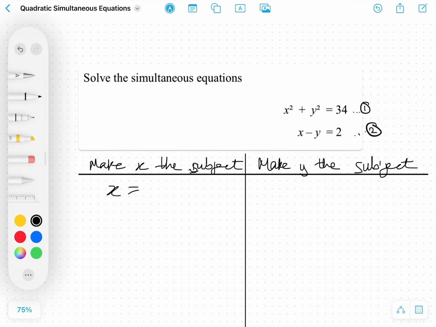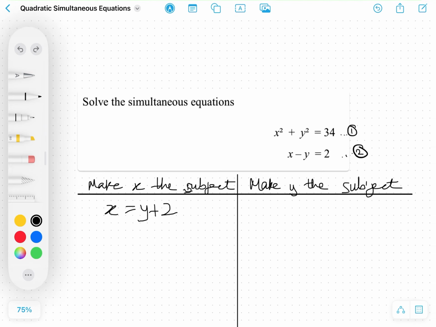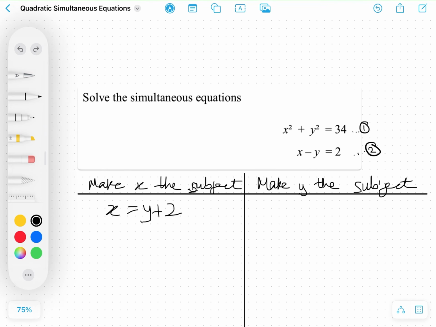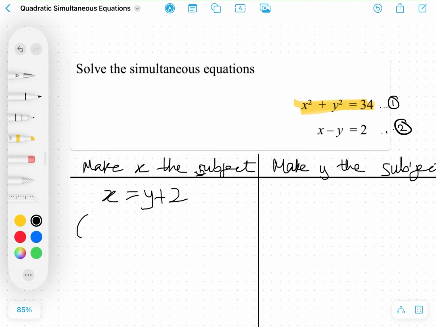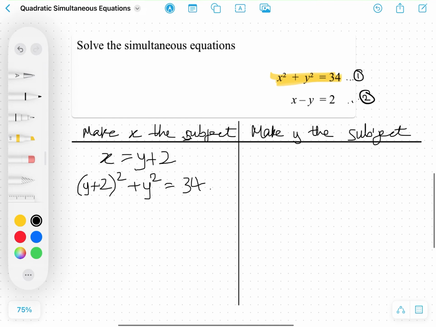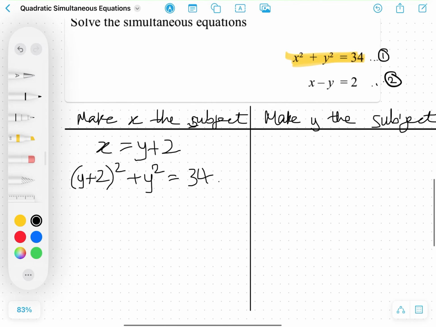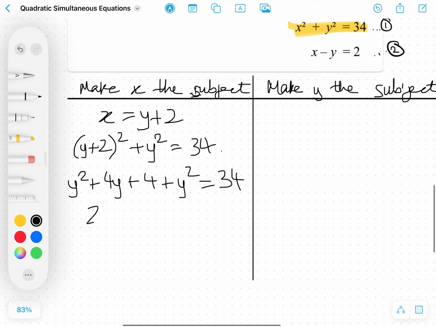Over here we have x equals y plus 2, and you rearrange. So now we have x as the subject. Now that we have this, we can substitute x equals y plus 2 into equation 1. Instead of the x in equation 1, we replace it with y plus 2. So that becomes (y plus 2) squared plus y squared equals 34. Now if you expand the brackets, (y plus 2) squared, you get y squared plus 4y plus 4 plus y squared is equal to 34.